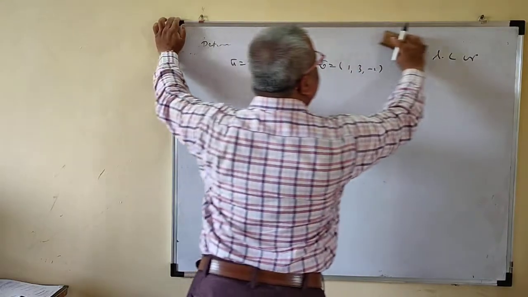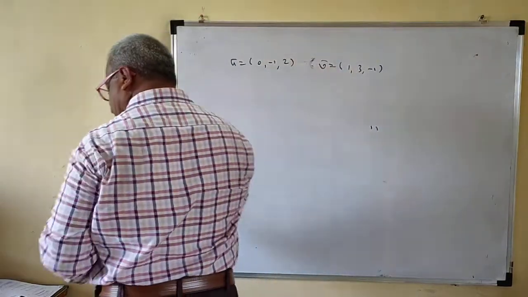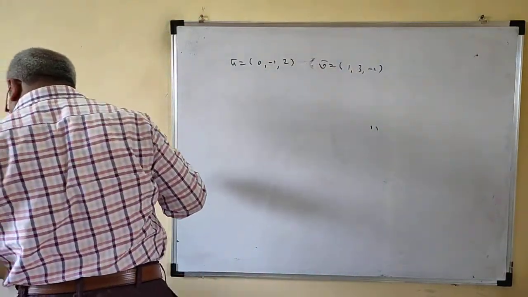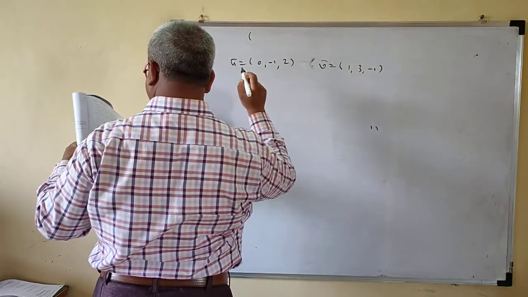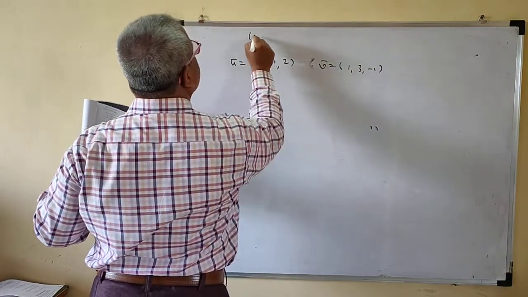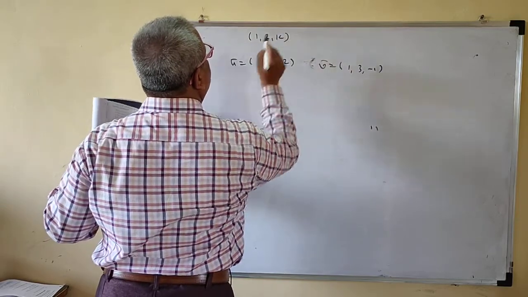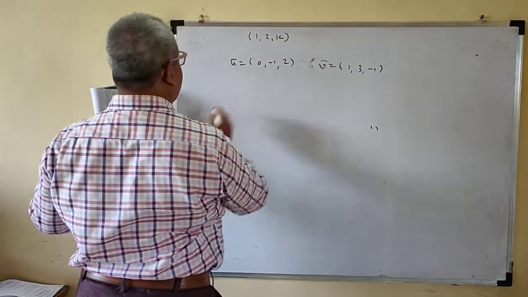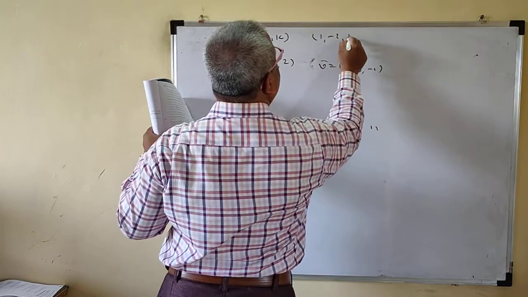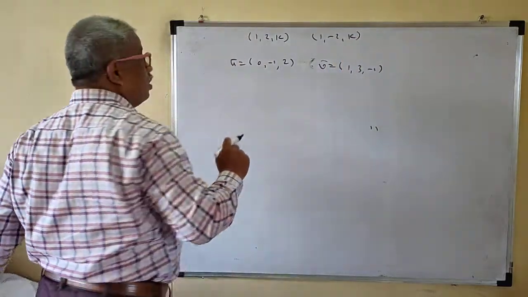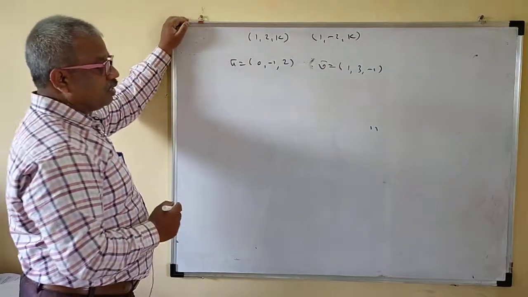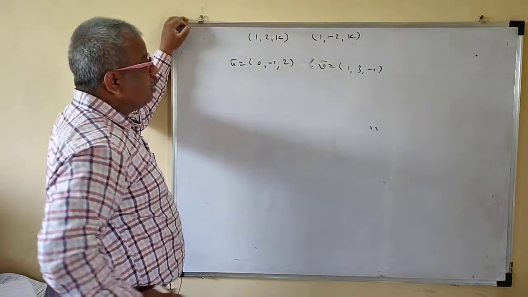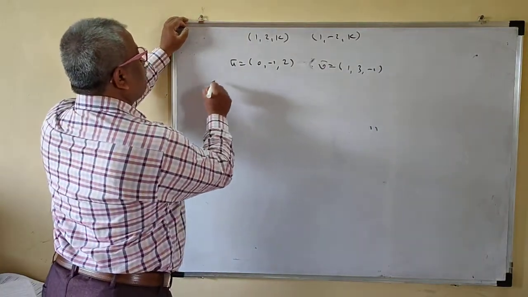Now, for which value? Suppose I have given this vector 1, 2, k. Suppose 1, 2, k and 1, minus 2, k. I want to find the value of k such that this vector is a linear combination of this one. So what is this then?